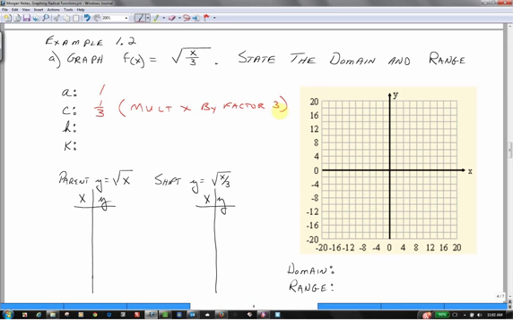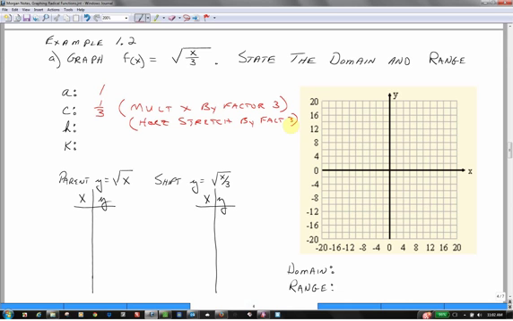Okay, that is going to be a horizontal stretch by a factor of 3. I don't have any h or k. They're 0. So I don't need to worry about those.